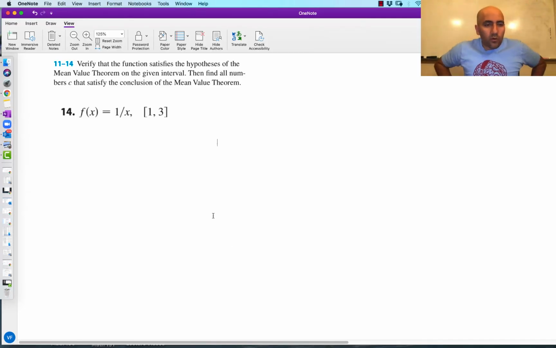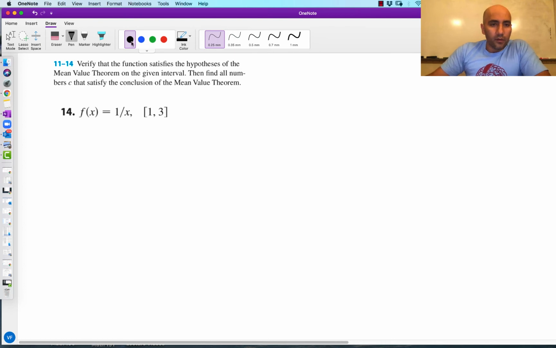Okay, let's try one more. Very similar, except finally let's look at something that's not a polynomial. So number 14, f of x equals 1 over x. Verify that the function satisfies the hypotheses of the mean value theorem on the given interval. Then find the number c that satisfies the conclusions of the mean value theorem. Okay, so on the graph of 1 over x, remember that this is one of our standard functions, and its graph looks a little like this.